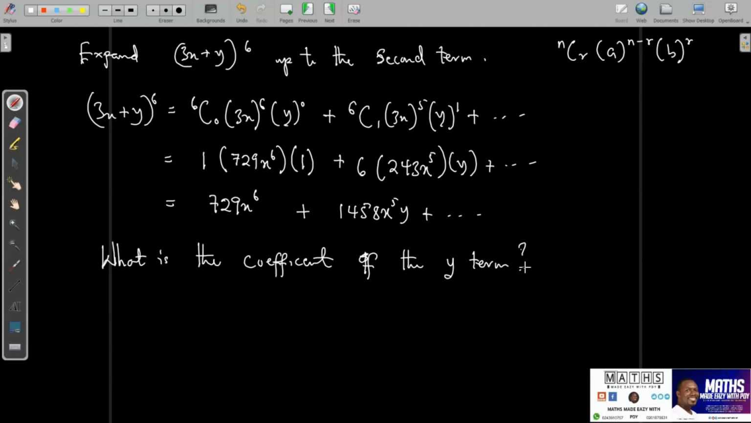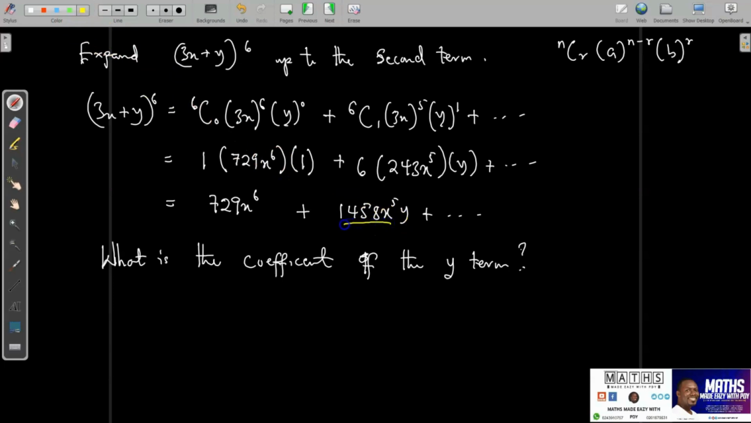1,458. Any other answer? 1. Any other answer? What's the coefficient of the y term? Okay. The coefficient of the y term is 1,458 x to the power 5. That is the answer to that question. They are asking for the coefficient of the y term. This is the y term. And therefore, the coefficient is the expression written in front of that y term, and it's all this.